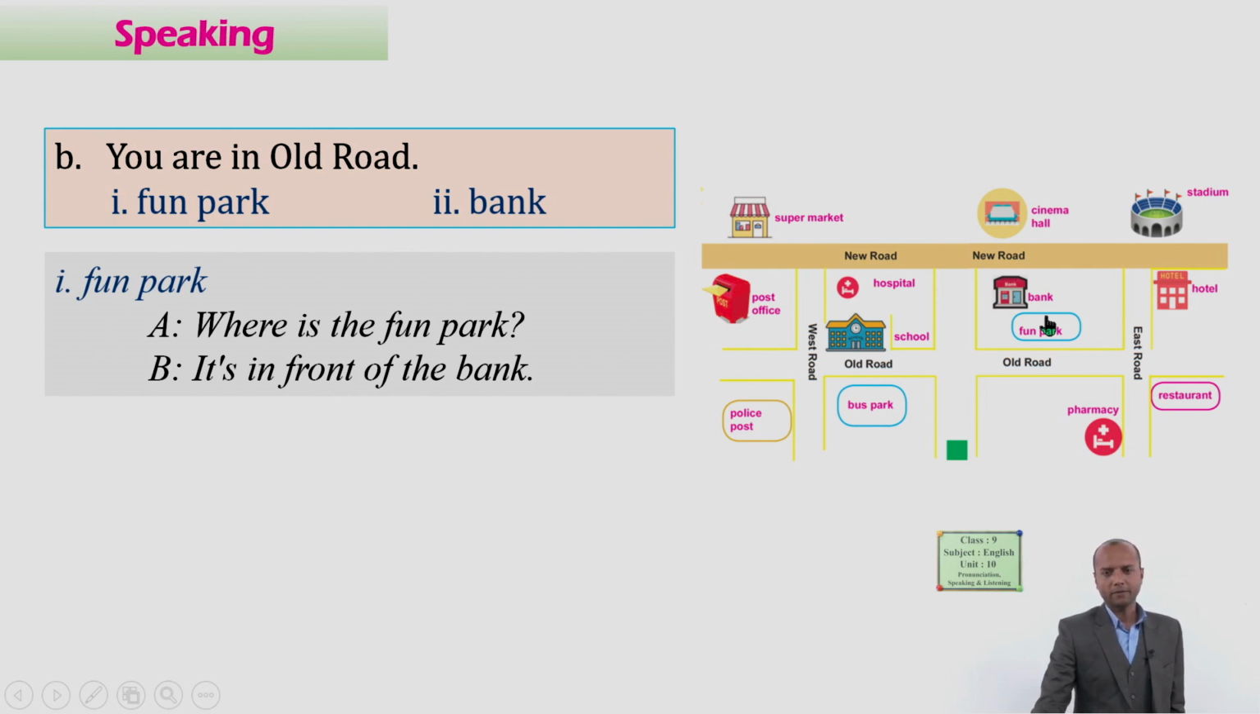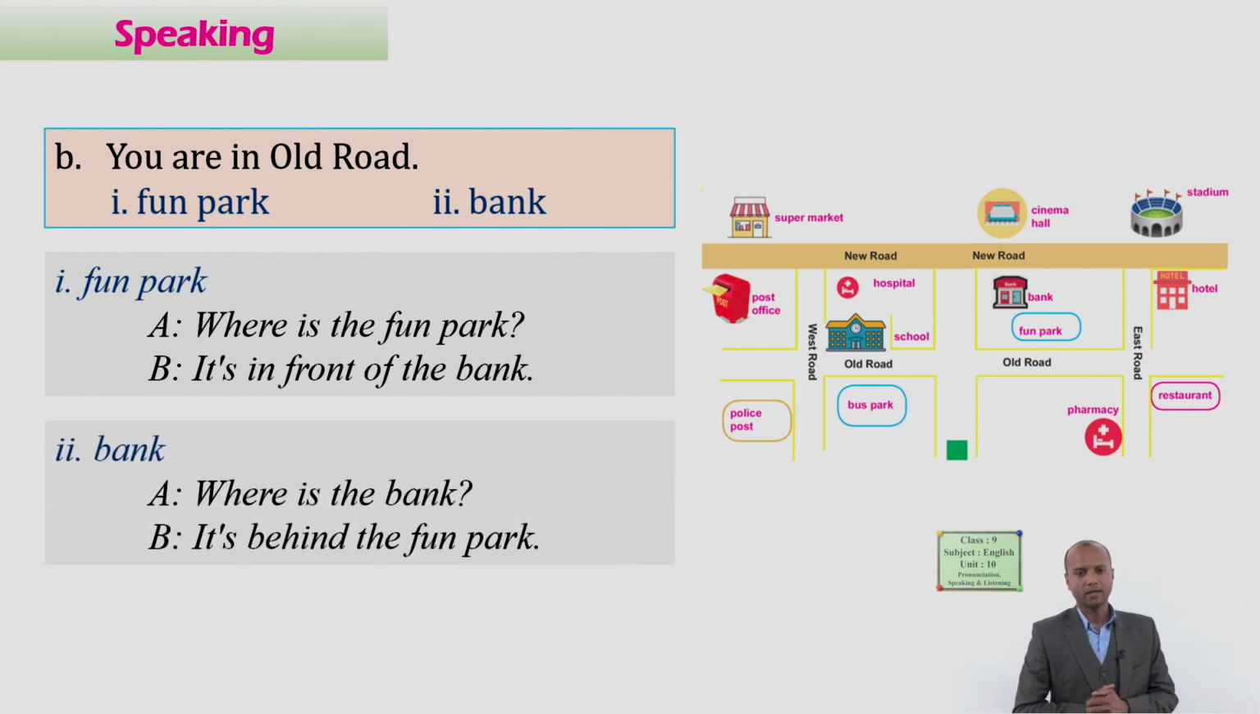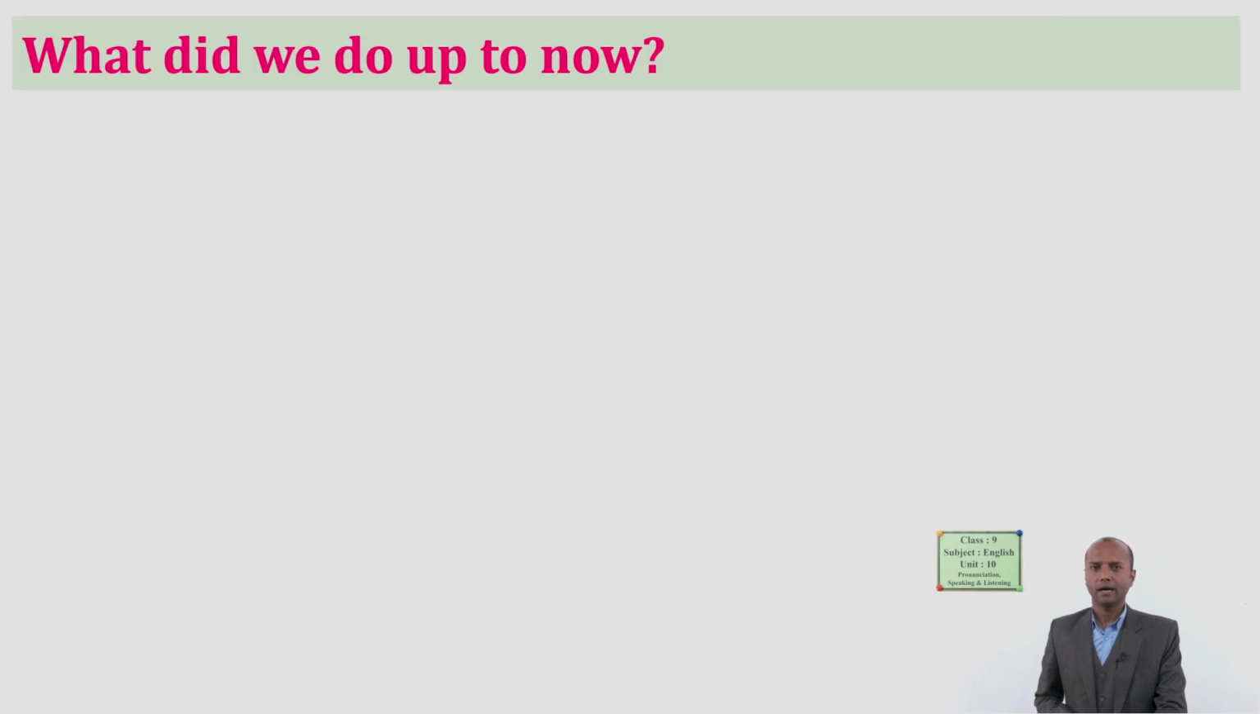Next is the bank. So you can see the bank here. And what might be the question? Very good. Where is the bank? And the answer, yes, wonderful, it's behind the fun park. So please, dear students, in a similar way, please talk to your friends about the rest of the activities. But don't forget to use those prepositions. Is that fine with you? Very good. So now I am going to quickly summarize what we actually did and what we are going to do now.